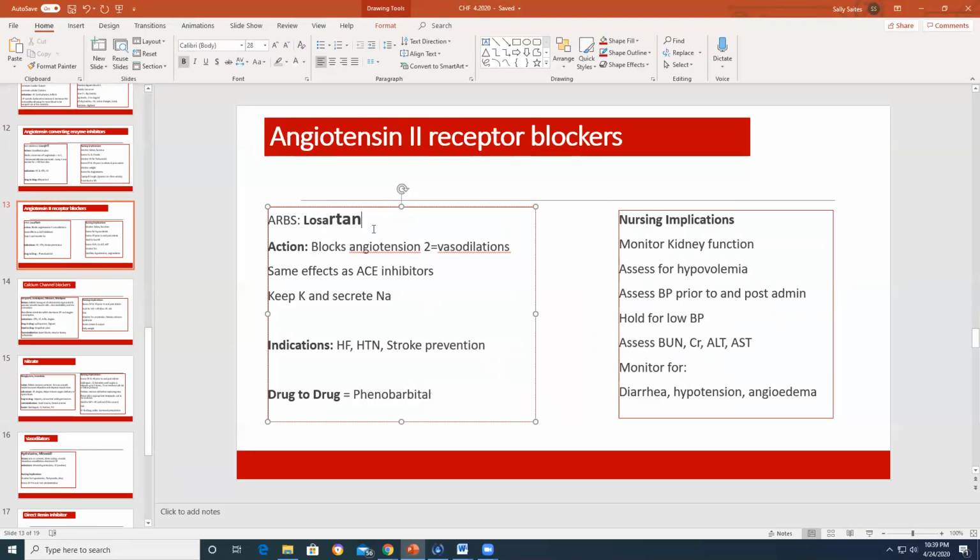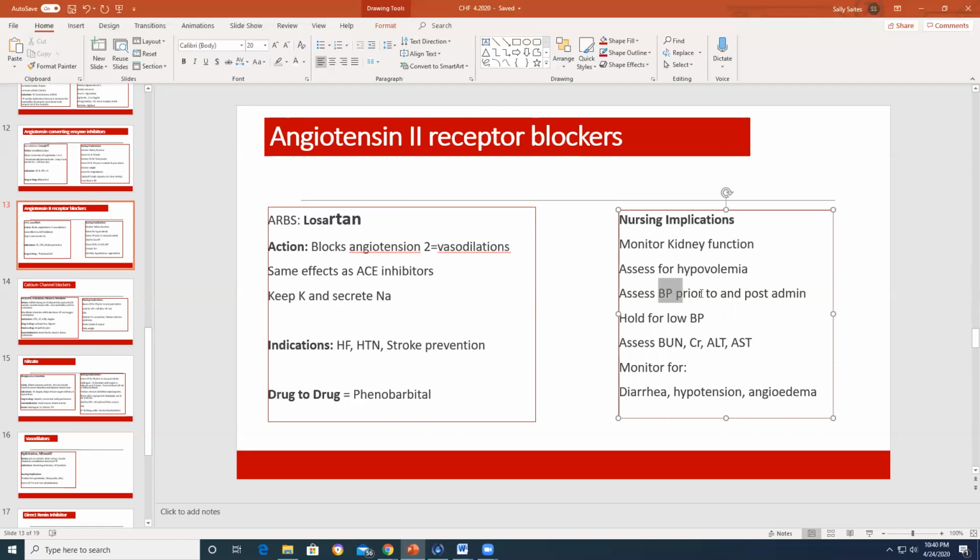So with ARBs, losartan, our nursing implication, again, it's working on the kidney, so we're going to monitor that kidney function. We're going to assess for hypovolemia. Hypovolemia is always bad with these medications because it could drop your blood pressure quick, and then it exacerbates the effects of these medications. Also, hypovolemia can concentrate these medications, causing more harsh side effects on your body and possibly causing a toxicity.